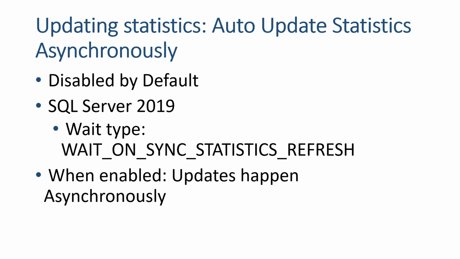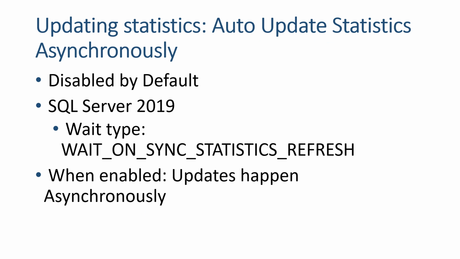If that is causing a problem for you, when stats are getting updated in the background while the user is waiting, you will actually see this wait type in SQL Server 2019, wait on sync stats refresh. You will see this wait type when the stats get updated. But if you think this is causing a problem and your users are waiting to get their results, then you can turn this auto update stats asynchronously option on.